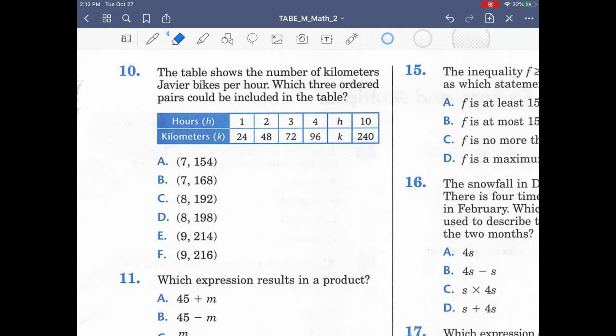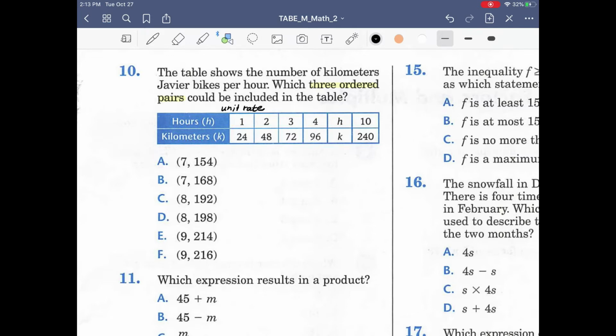Number 10. The table shows the number of kilometers Javier bikes per hour. Which 3 ordered pairs could be included in the table? Now remember, this is one of those where we always want to know a unit rate. If you don't know the unit rate, find the unit rate, and that will help you. But this time we do know. We know that it's 1 to 24.